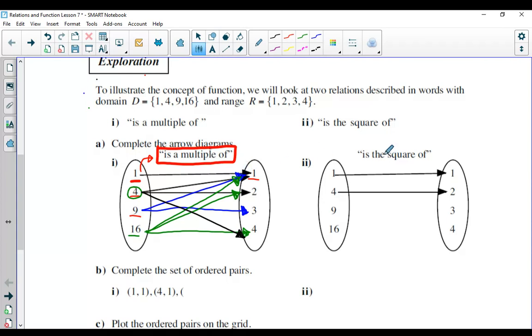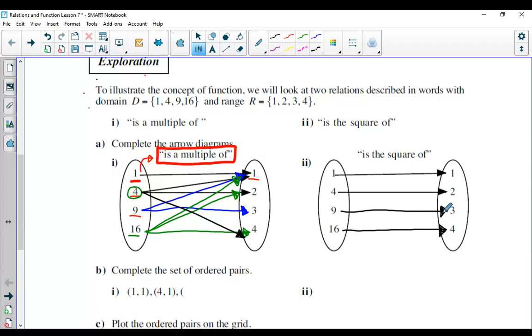Okay, now we also have this one that says one number is the square of another one. So 1 is the perfect square of 1. 4 would be the perfect square of 2. 9 would be the perfect square of 3. And then 16 would be the perfect square of 4.